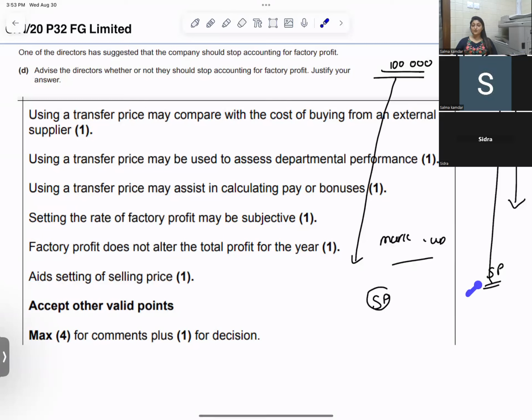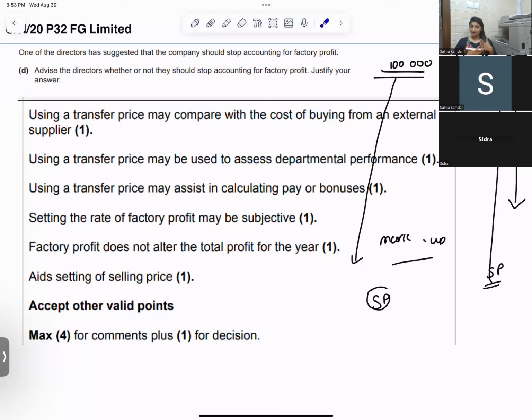Okay. So it helps you to set the selling price also. Yep. But setting the factory profit may be somewhat subjective. You cannot have a fixed percentage of factory profit because it is not necessary that you are always manufacturing at the same cost. But the plus point is more, the negative point is less.